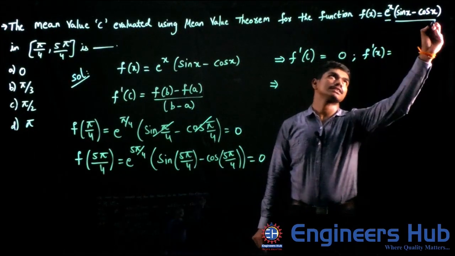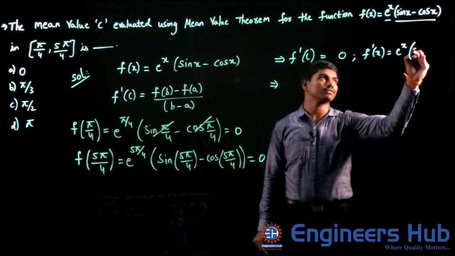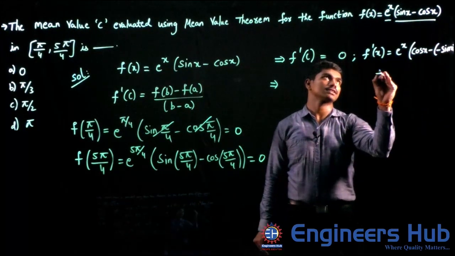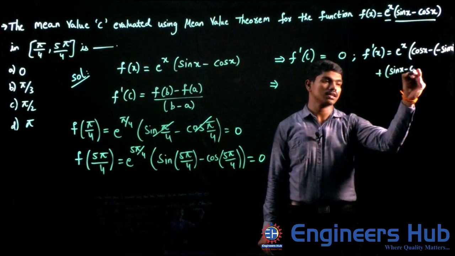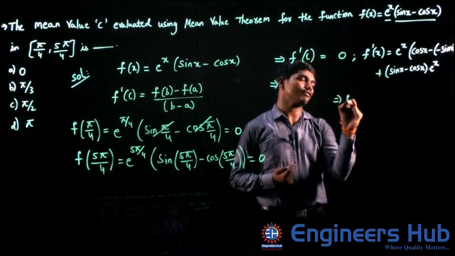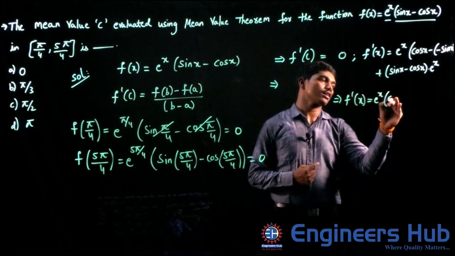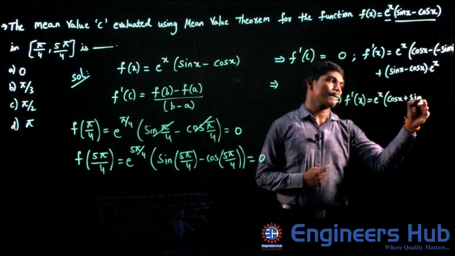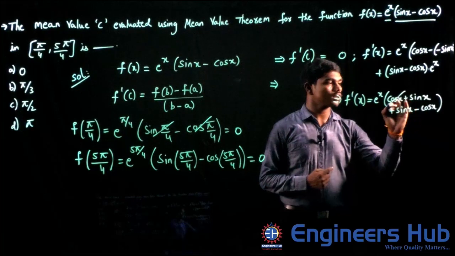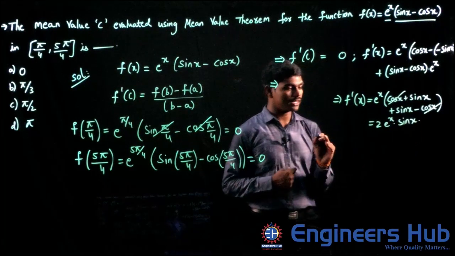This is one function and this is second function. So if you apply the product rule, e power x, first function, into differentiation of second function, which is cos x minus sin x, plus second function sin x minus cos x into e power x. So this implies f dash of x is equal to, if you take e power x common, you have cos x plus sin x minus cos x. So this cos x gets cancelled. So this is 2 e power x into sin x.